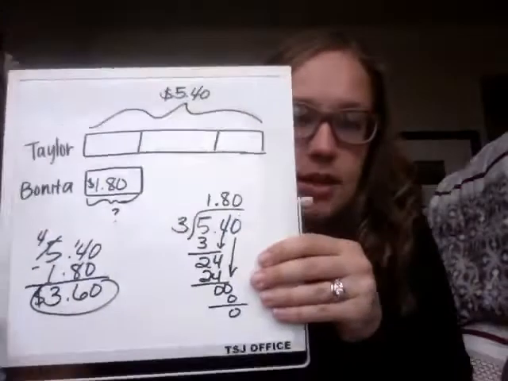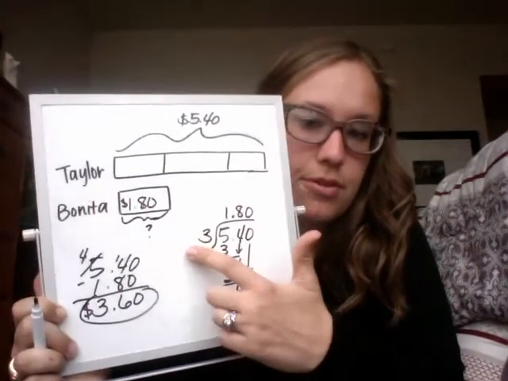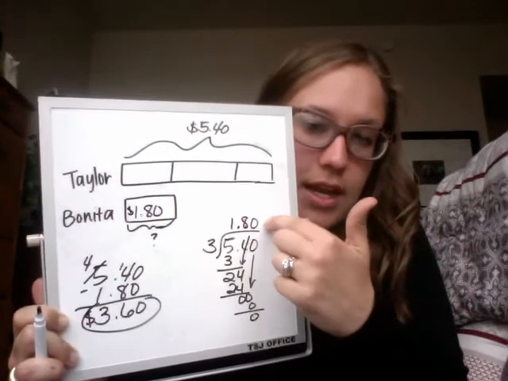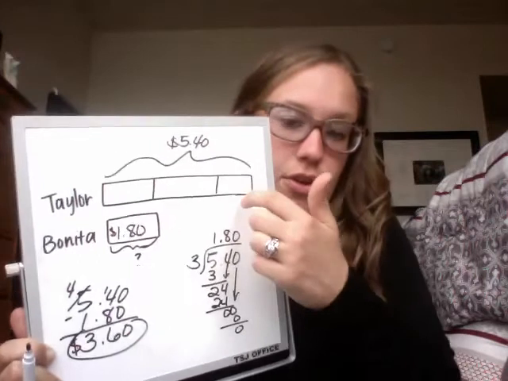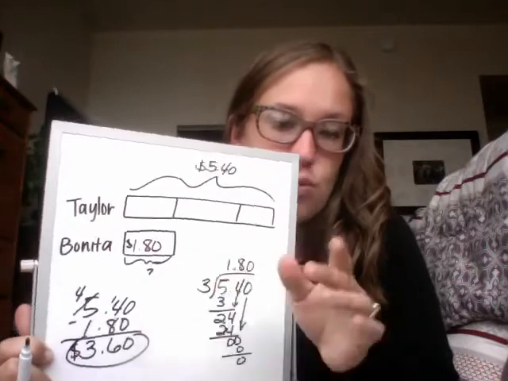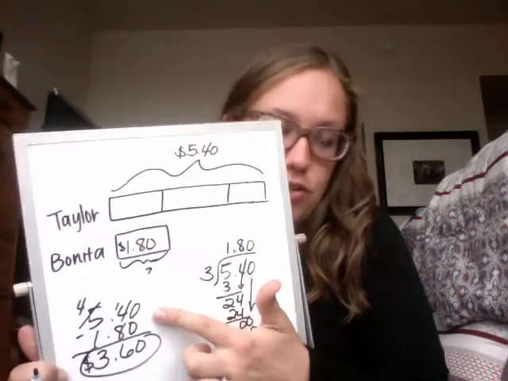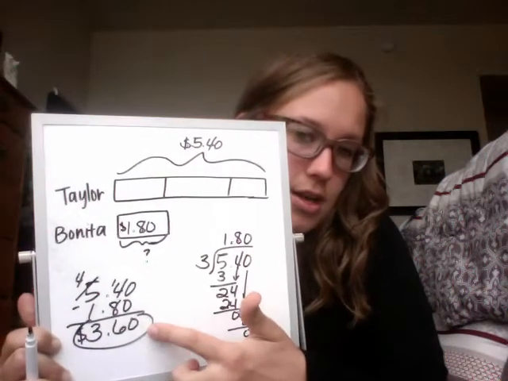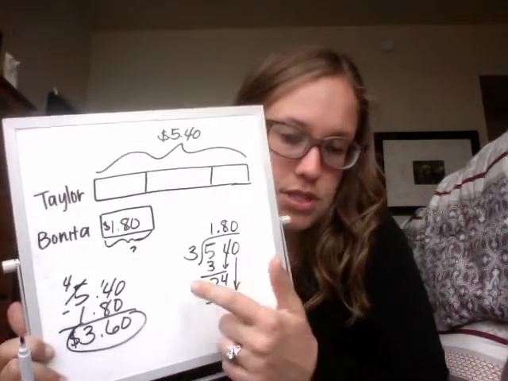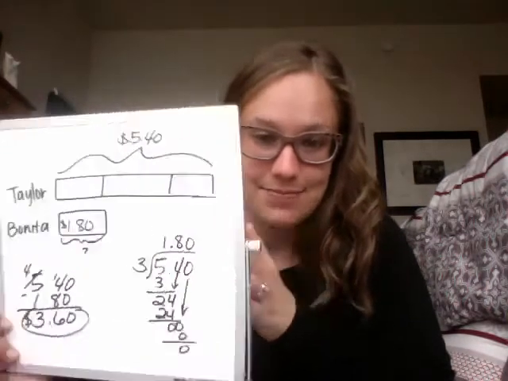Alright, pause me if you need to. Here's how I did it. First, I did my division, $5.40 divided by 3. That gave me $1.80, so that's how much a third of Taylor's money was, and also how much Bonita had. And then I had to subtract that from $5.40 to find out how much more Taylor had than Bonita, which was $3.60. Make sense?